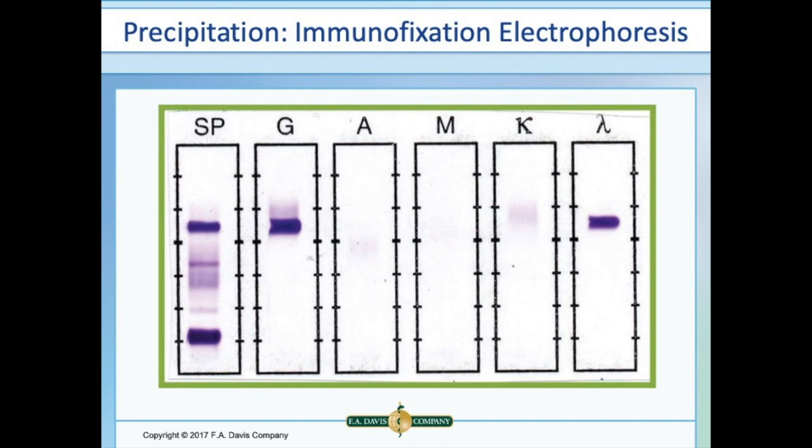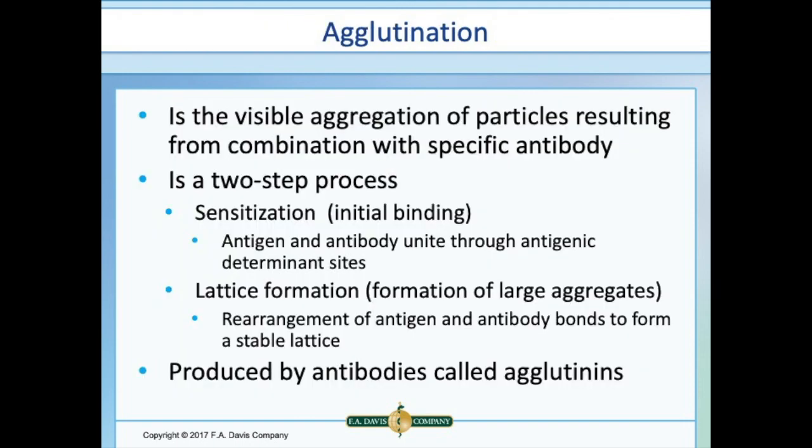And then we move on to another type of serological reaction. This time we'll talk about the agglutination reaction. Agglutination is the visible aggregation of particles resulting from combination with specific antibody. Now take note, the keyword in agglutination is aggregation between a particulate antigen and an antibody. Unlike the precipitation reaction, which involves soluble antigen and soluble antibody.